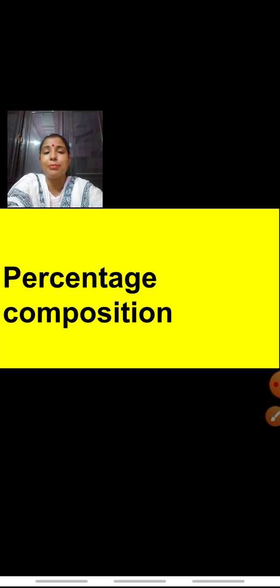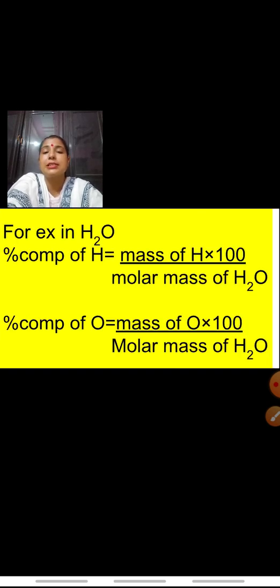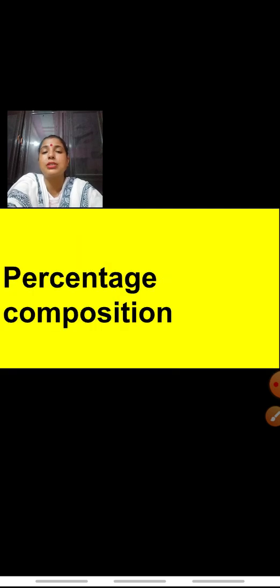Now what is the meaning of the word percentage composition? Suppose we are having a substance, like glucose. What is the molecular formula for glucose? It is C6H12O6. Percentage composition means, suppose we are having 100 gram of glucose, how much is carbon, how much is hydrogen, and how much is oxygen. That is called percentage composition.